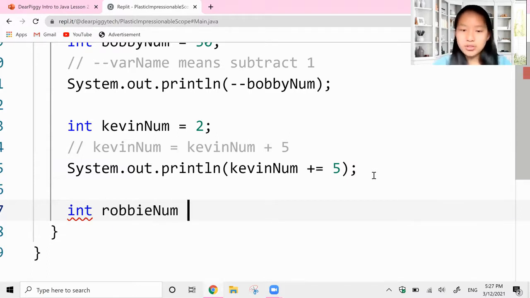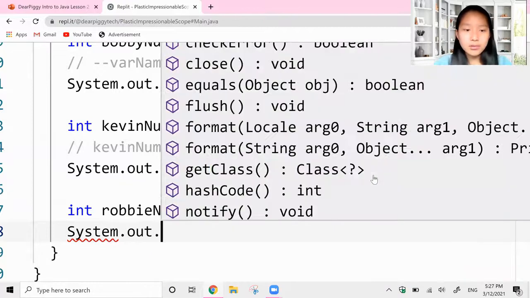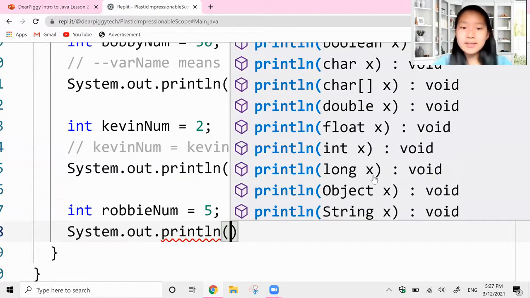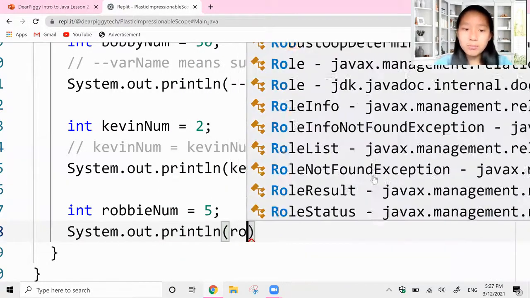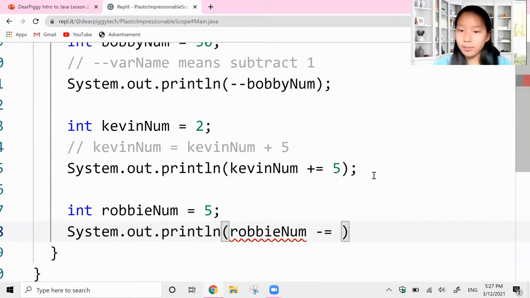Robbie num, this was just a random thing off the top of my head. Let's give Robbie 5. Now, system.out.println. This time, instead of doing plus, we're going to do minus. But it's the same idea, guys. Don't get confused because we changed the operator.